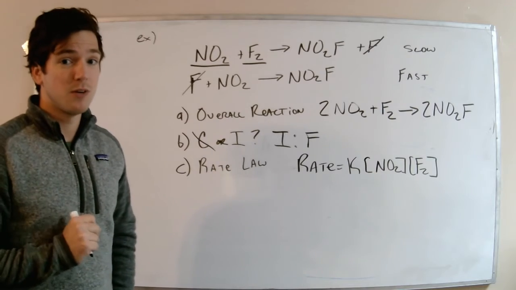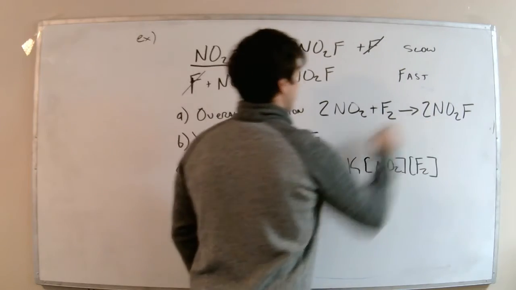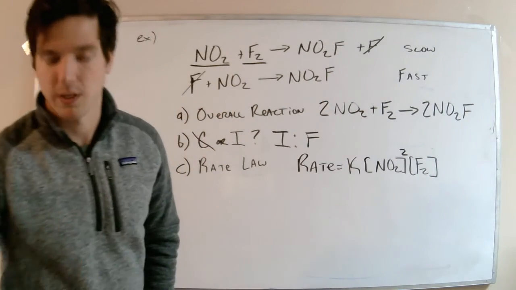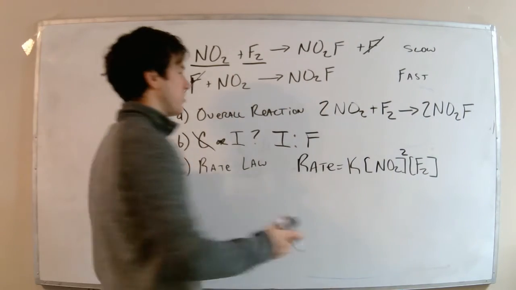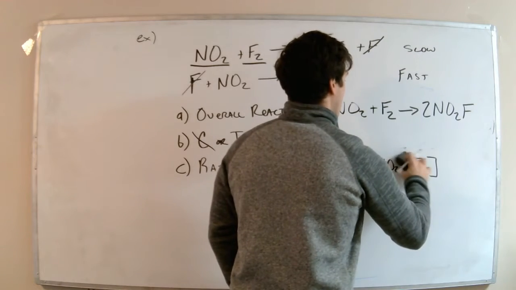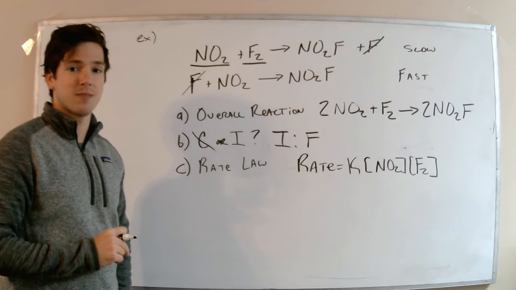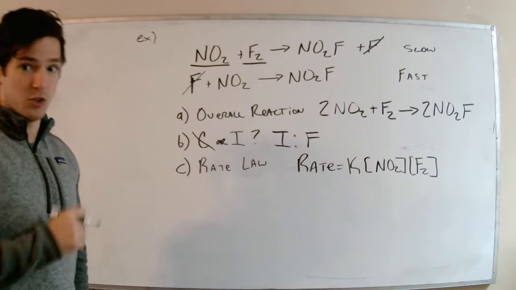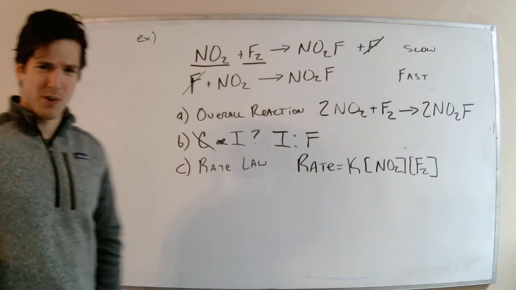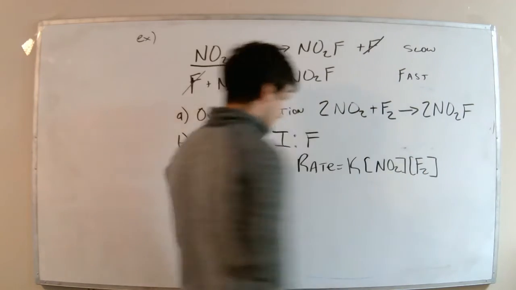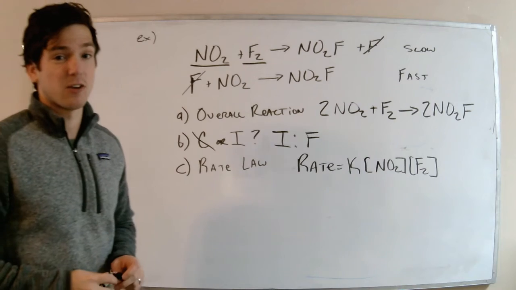Remember, we determine the rate law from the mechanism, not the overall reaction. A few of you are going to look at this overall reaction and say, oh, 2NO2, I'm going to put a squared there. Nope. The overall reaction does not determine the rate law. The slow step determines the rate law. So my rate is k[NO2][F2]. What order is it overall? Second. We add up those exponents, and that means it's second order overall.